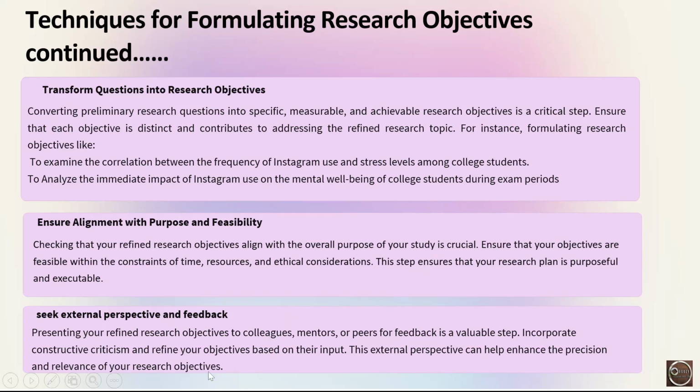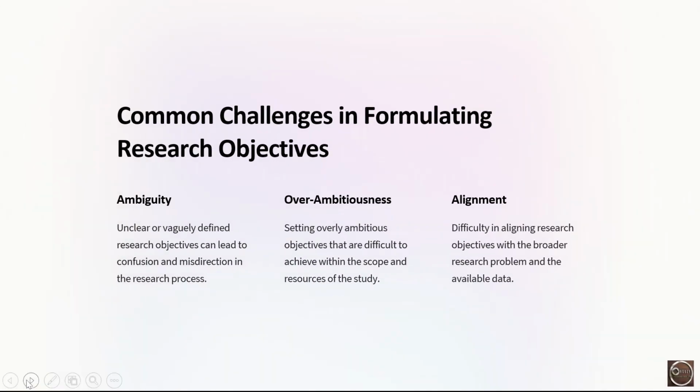So, having said that, these are the common challenges that you will encounter when you are formulating your research objectives. Number one, it's ambiguity. Some of those objectives can actually become unclear or vague, and that can lead to misdirection of the research process. So make sure you clean and refine your research objectives so that they are not ambiguous. Number two, you can become overambitious. You can set very high goals which you cannot even achieve in terms of resources and in terms of time. So ensure your research objectives are within the scope of your resources and time.